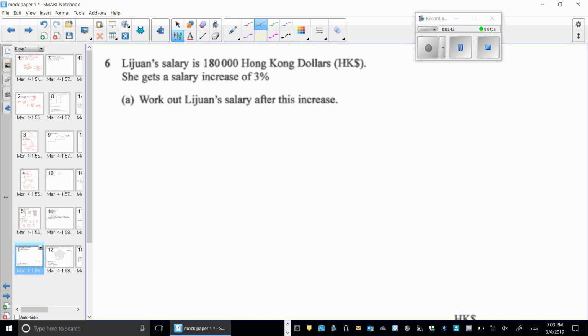All right, so here is a salary increase of 3%. So if it's increasing by 3%, we would multiply by 1.03.